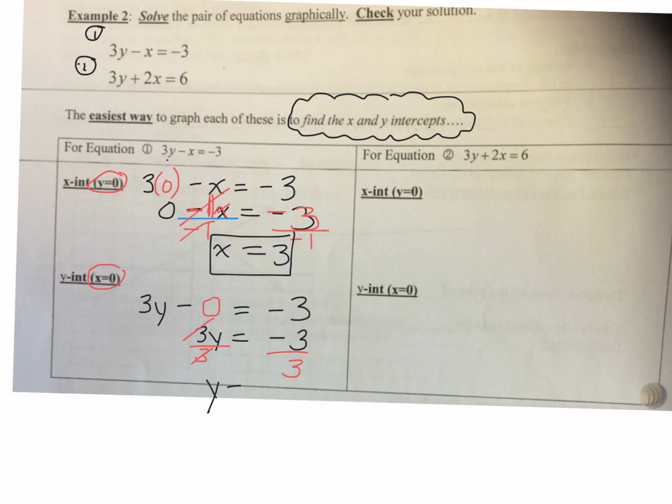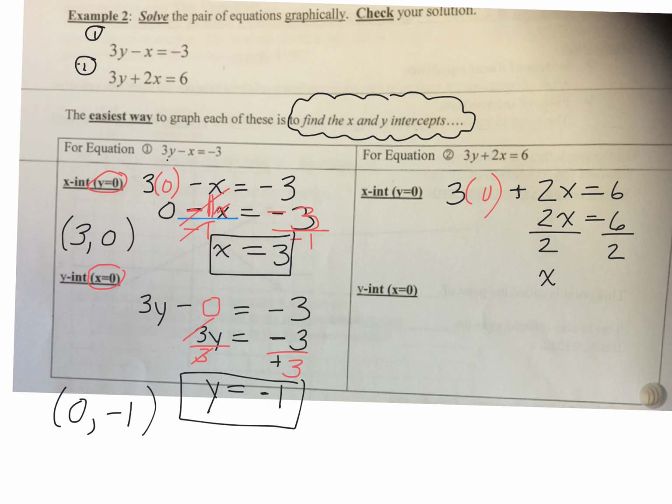So y is equal to, what's -3 divided by 3? Pia? -1. Good. Okay, so that's the first line that we're going to plot on the graph. I know that my x-intercept is 3, which means I'm going to have a point located at (3, 0), and my y-intercept is -1. So I'll have a point located at (0, -1). So I want you guys to plot those 2 points on the graph right now, below.